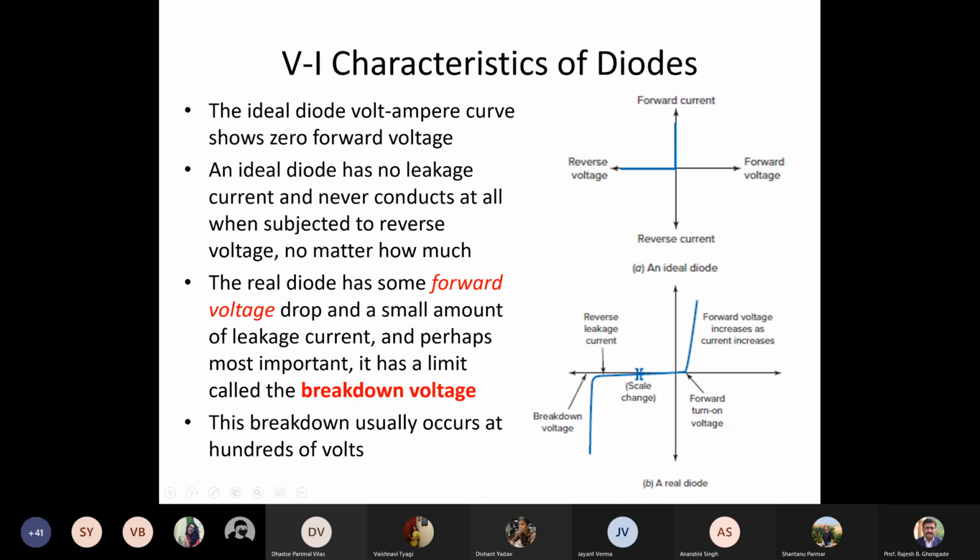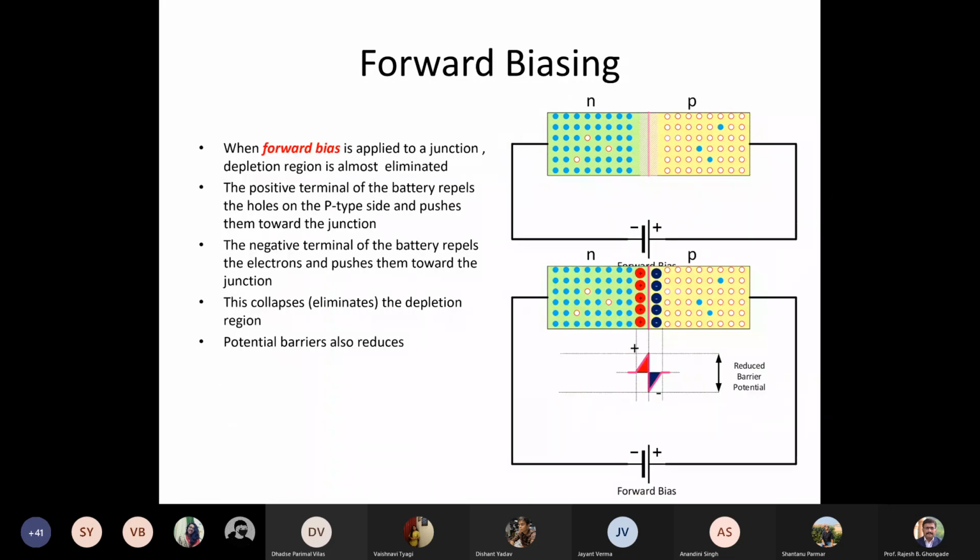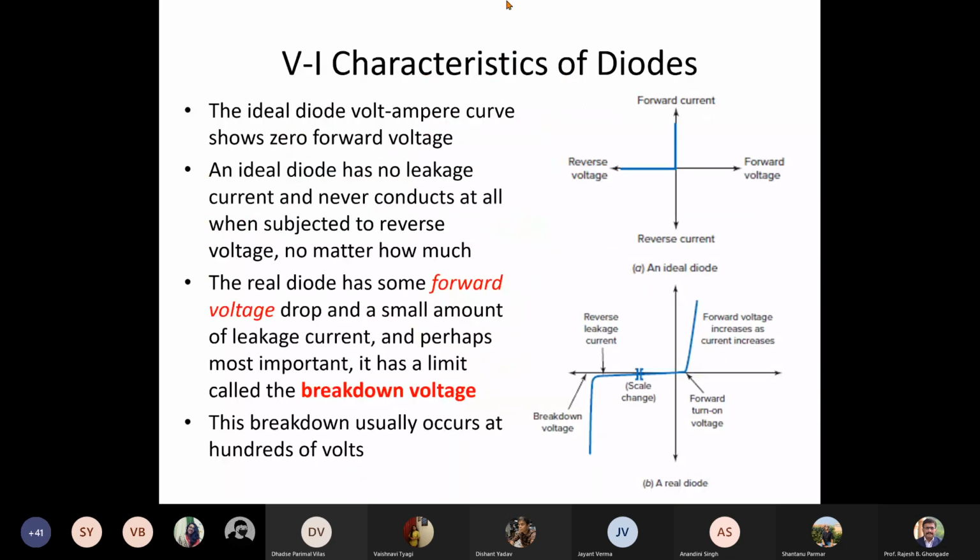But our practical diode does not behave in such a manner. As I said earlier, when this particular current was flowing, there was a very small flow of current. That current is also called leakage current. Please remember that. Leakage current and reverse saturation current are all the same. So we have zero leakage current in an ideal diode.